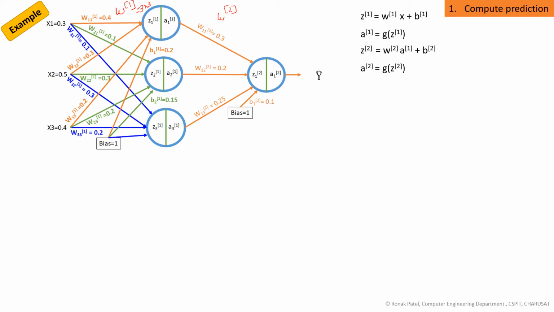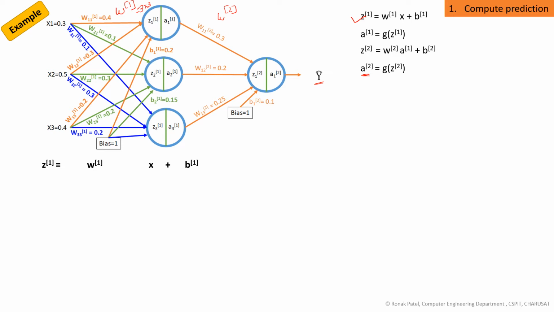Okay. Now the first step is to compute the prediction, meaning y hat. So what is y hat? That is your A2, because there is only one neuron, so A12 you can write like A2. These are the four steps that you need to follow to find out this y hat. So first is Z1 equals W1 into X plus B1, right?